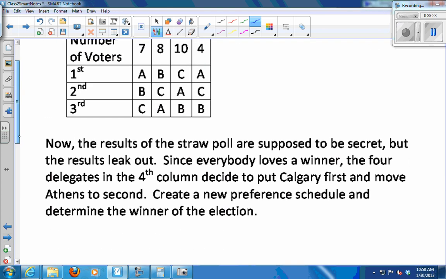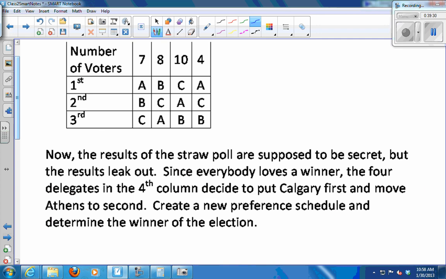So the results of the straw poll are supposed to be a secret, but the results leak out. Everybody loves a winner. So the 4 delegates in the 4th column decide to put Calgary first and Athens second. They're going to change their vote here, so it's going to go C, A.